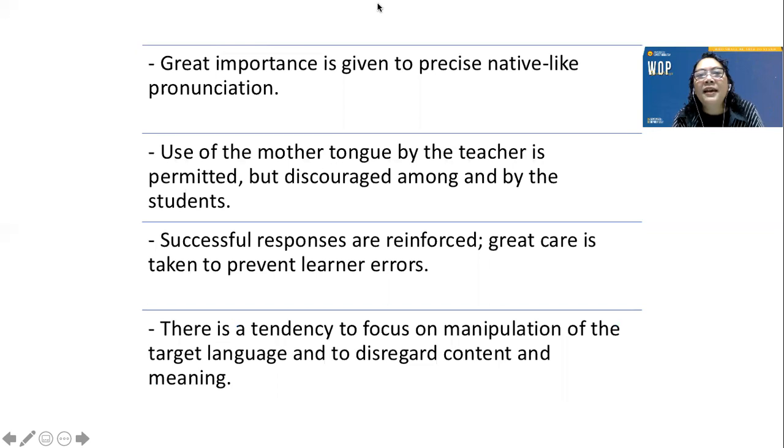And then, what else do we know about this audio lingual method? Hannah Teresia, are you there? Yes, ma'am. Okay, could you please read for us?